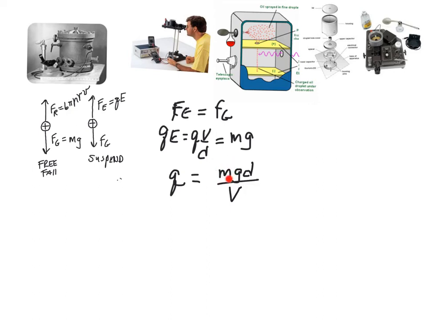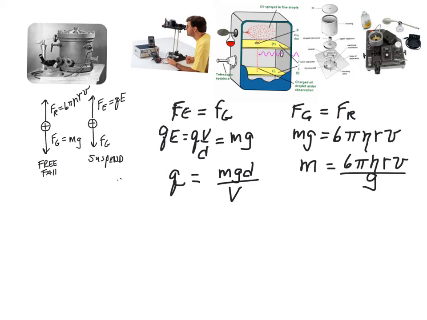But M is what determines the size of the drop, and the size of the drop is related to how fast it falls. So we'll use this equation to get the M. So watch.